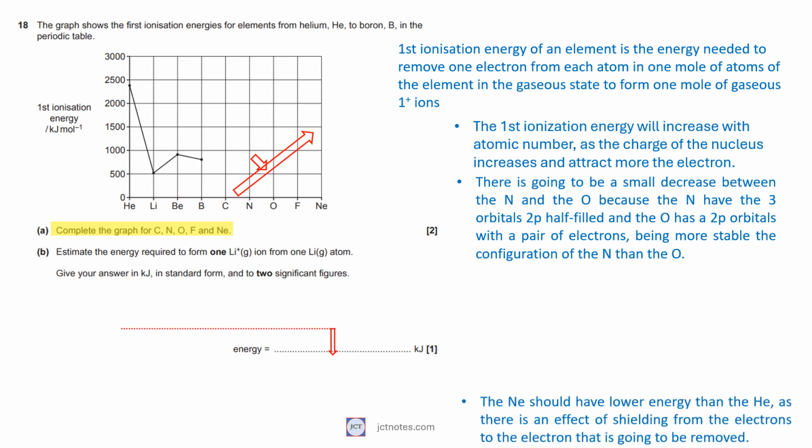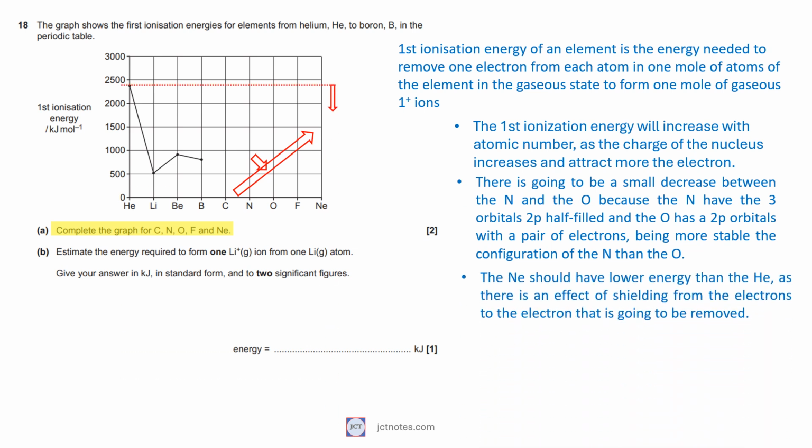Third, the neon should have lower energy than the helium, as there is an effect of shielding from the electrons to the electron that is going to be removed. My answer with these points would be something like this. In question B, we are asked to estimate the energy required to form 1 ion lithium plus 1 from 1 atom of lithium. We need the answer in kilojoules and to 2 significant figures.